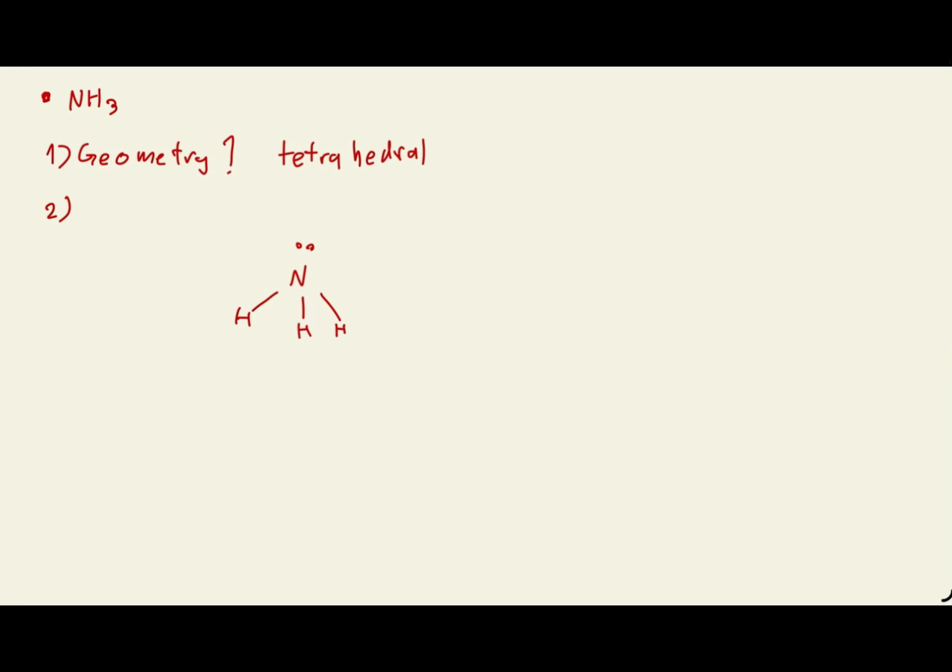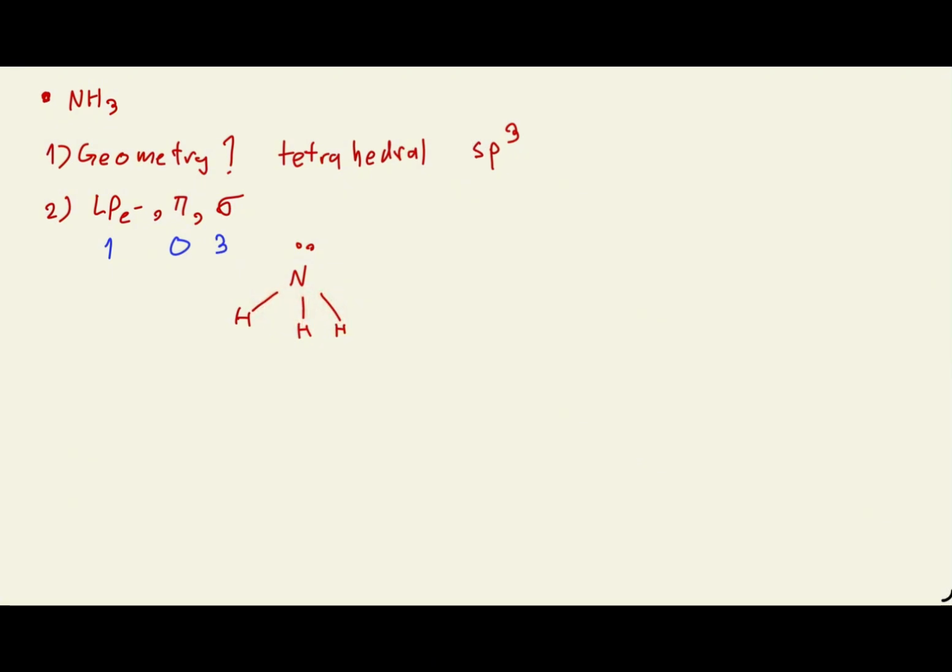Next step, we need to know how many lone pairs, pi bonds, and sigma bonds it has. Okay, a tetrahedral shape means sp3, right? The lone pairs total 1 because it's on nitrogen. There are no pi bonds, so that's 0. How many sigma bonds? 1, 2, 3 single bonds. So there are 3.